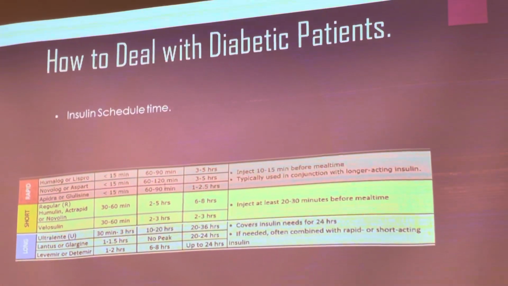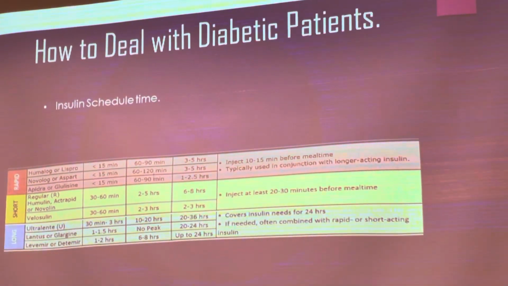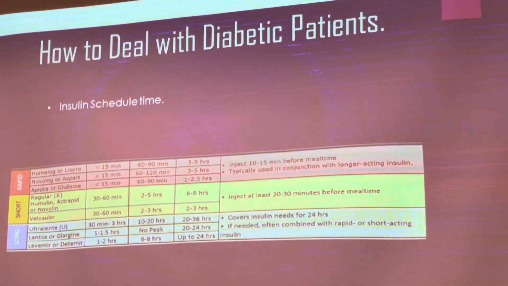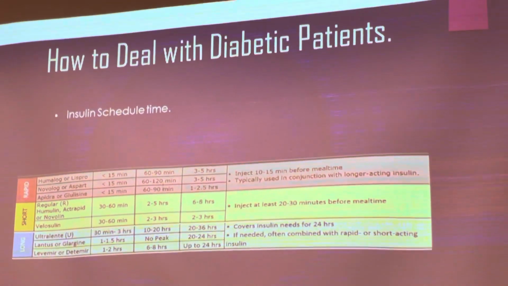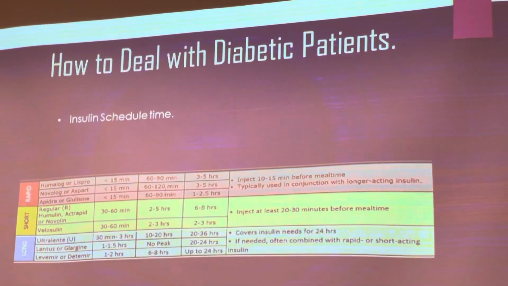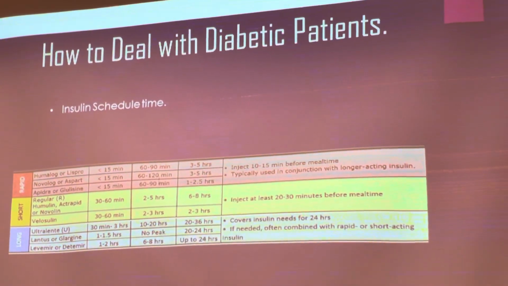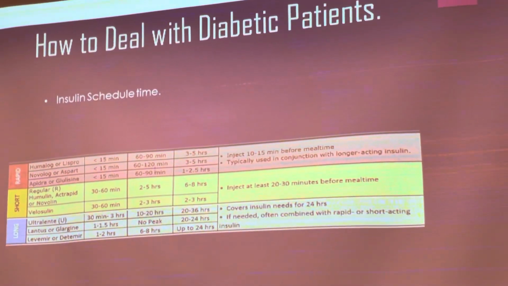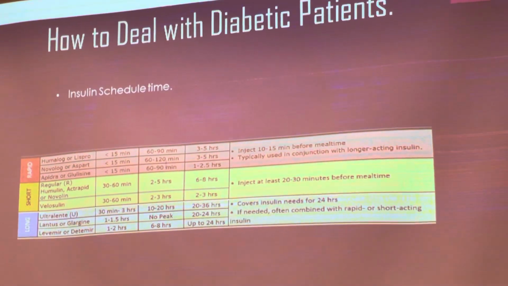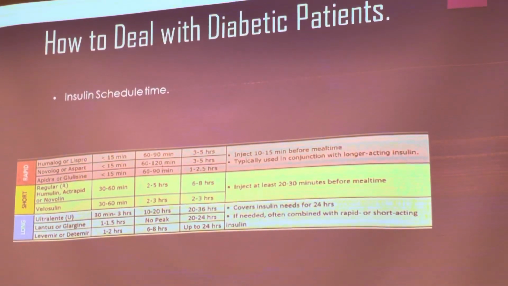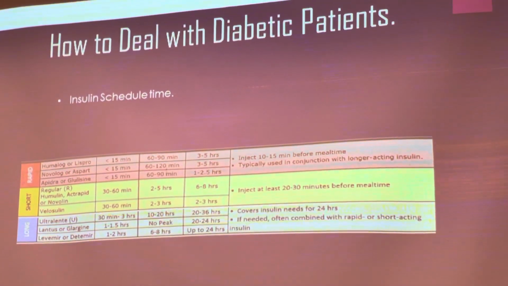The short acting, the regular, we should give the patient 30 minutes before the meal, because it takes time to start, not like the NovoRapid. We give NovoRapid immediately before the meal. It starts after 5 to 10 minutes, the peak after 2 hours, and the duration 2 to 3 hours. This is the rapid acting. For short acting, we give to the patient 30 minutes before the meal. The peak after 2 to 4 hours, then the duration 4 to 6 hours.